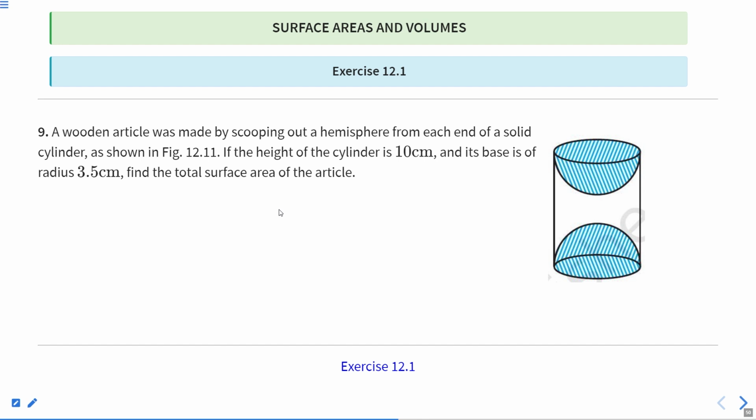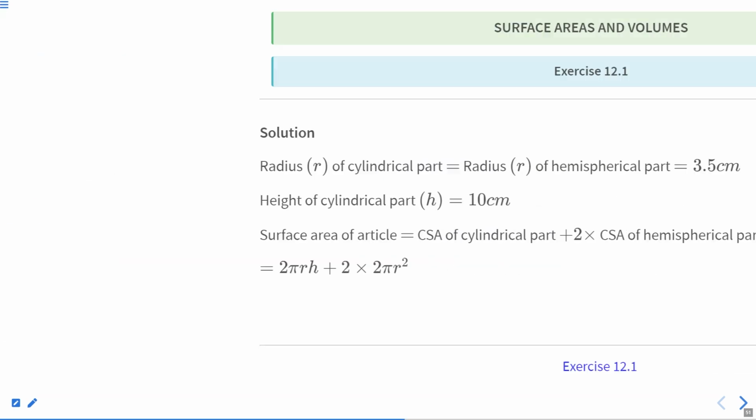And now let us move to question number 9. In question number 9, we have a wooden article made by scooping out a hemisphere from each end of a solid cylinder as shown in this figure. If the height of the cylinder is 10 centimeter and its base is of radius 3.5 centimeter, then find the total surface area of the article. Okay, so let us find.